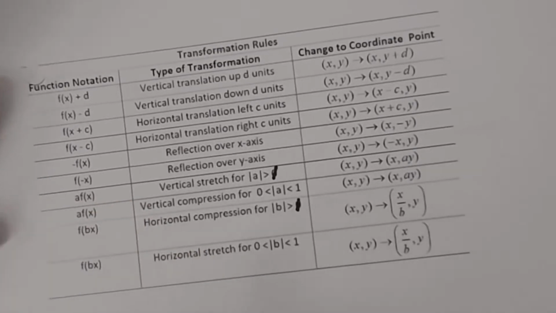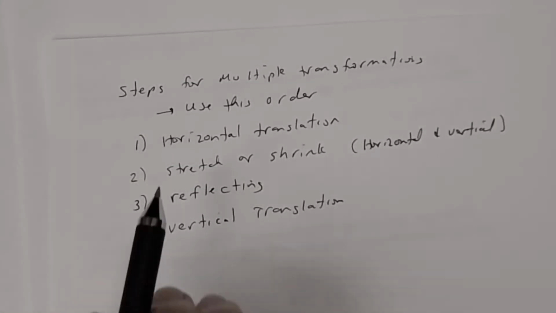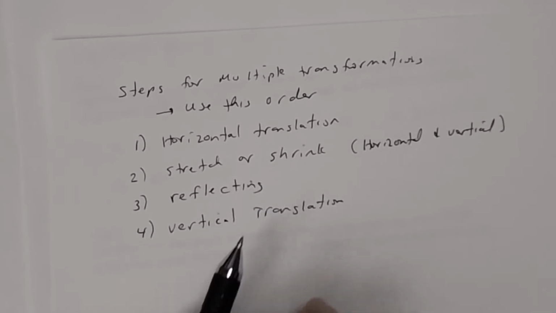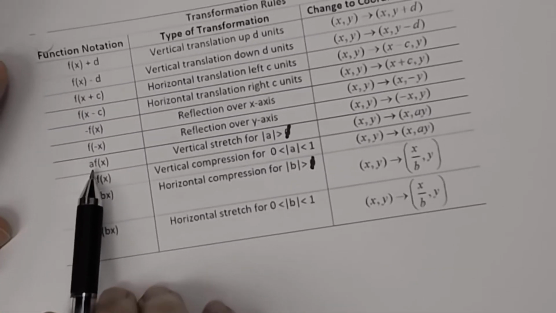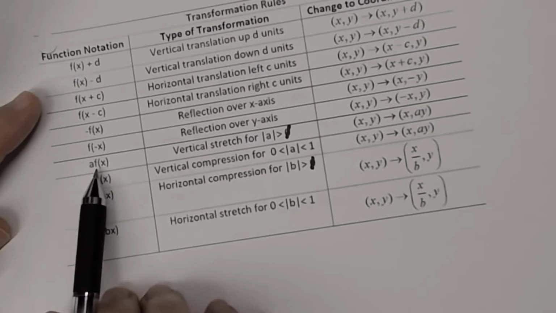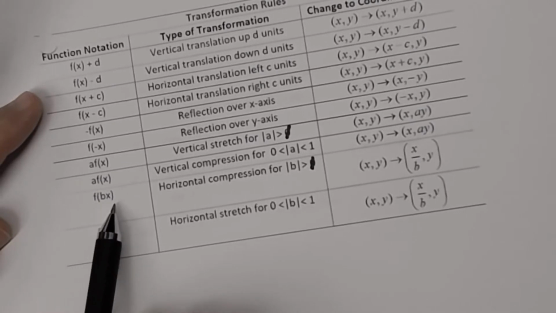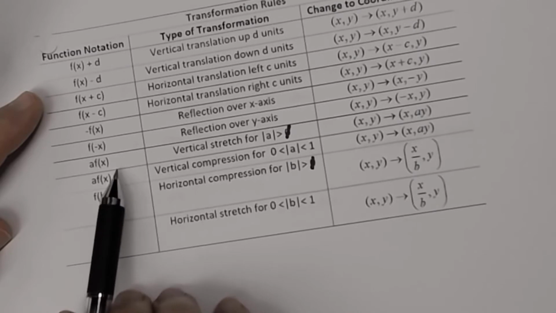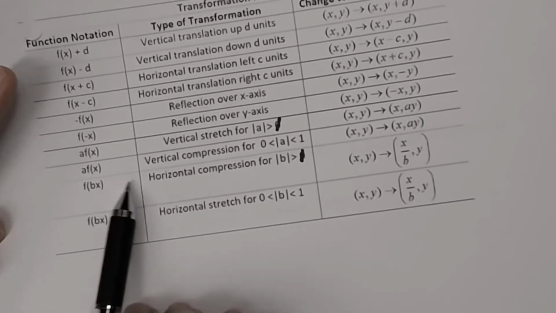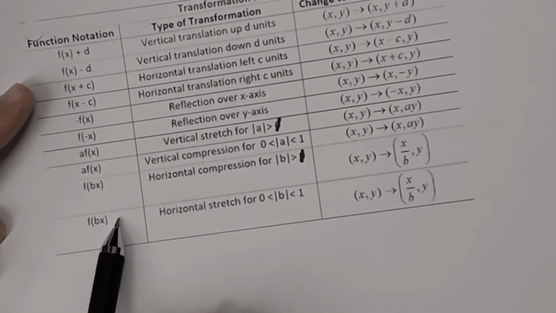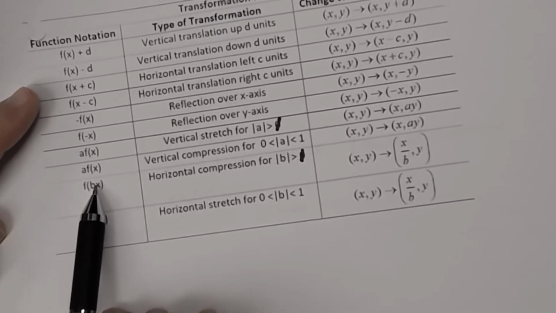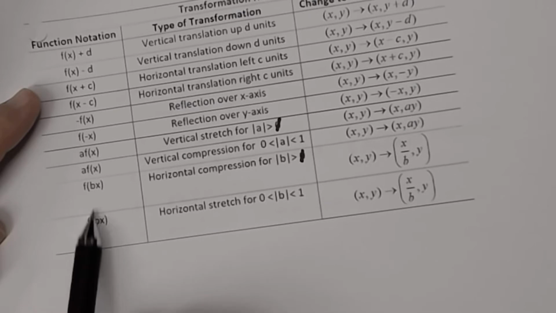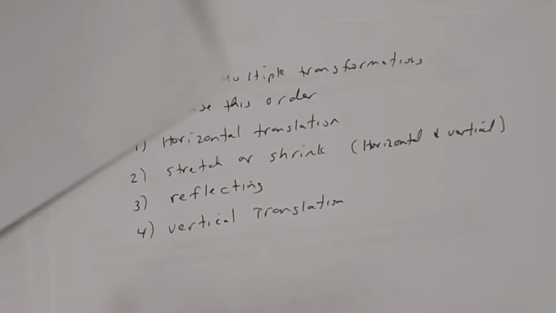Okay? And then if there's any stretching or shrinking, you do it next. Stretching would be where you have a number other than 1 on the outside of your function, so there'll be a vertical stretch or compression. Or you could have a horizontal stretch or compression if the number that you're multiplying x by is something other than 1. And then you do that next.